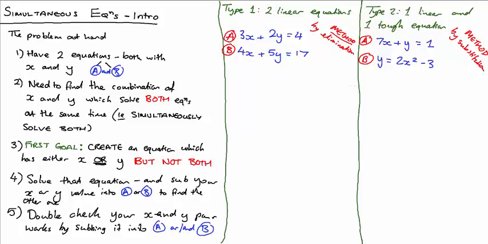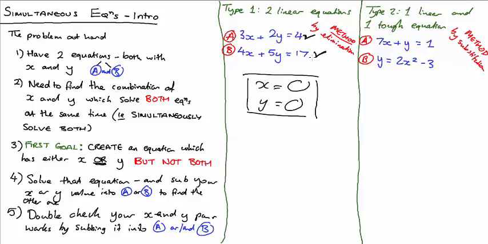Now, here's the problem. You've got to find the x and y which at the same time solves both this one and this one. So you need to find x equals something, y equals something, and when I plug these values into here, it solves this one, and when I plug it into here, it also solves this one. So that's why it's called simultaneous. We're looking at the answers which simultaneously solve both of these equations. And it's the exact same deal here.